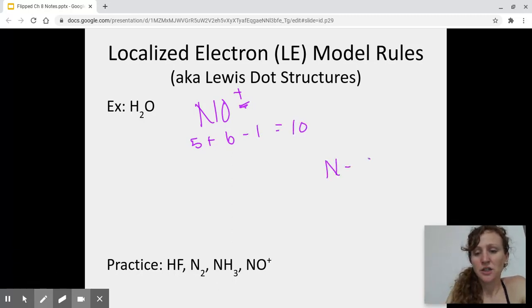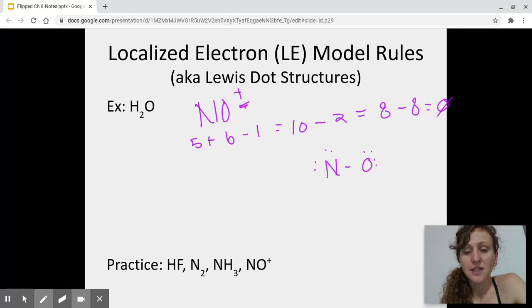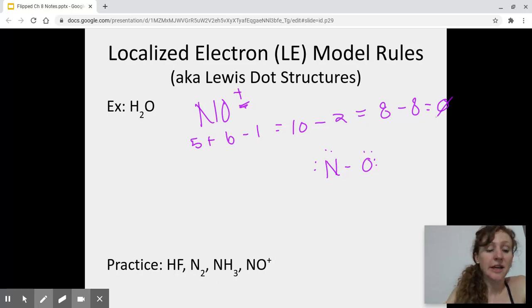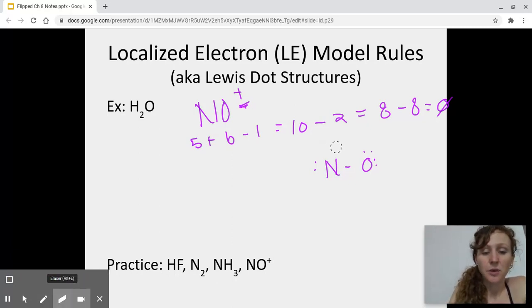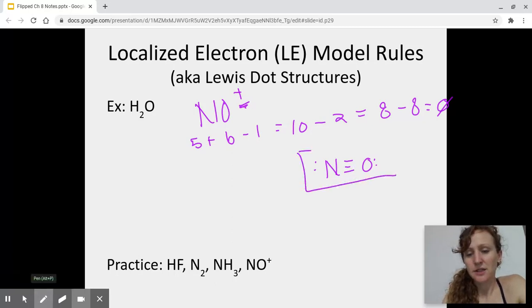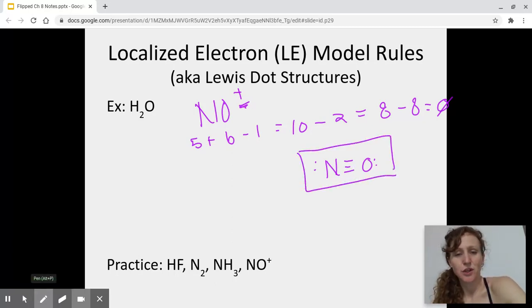So nitrogen gets attached to oxygen with a single bond. I just used 2. I have 8 left. I'm going to distribute those 8 in pairs until I have none left. They both still need electrons. I'll take off a pair and make it share. Oxygen is happy, nitrogen is not. So I'm going to take off another pair and make it share. And that is my Lewis structure.